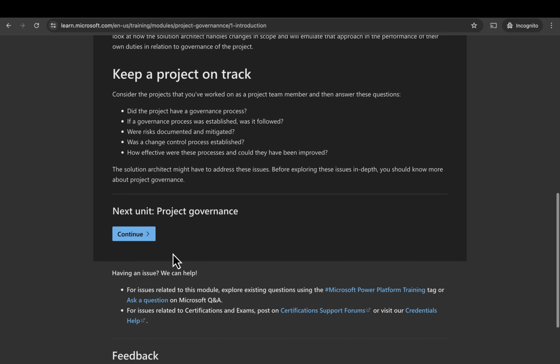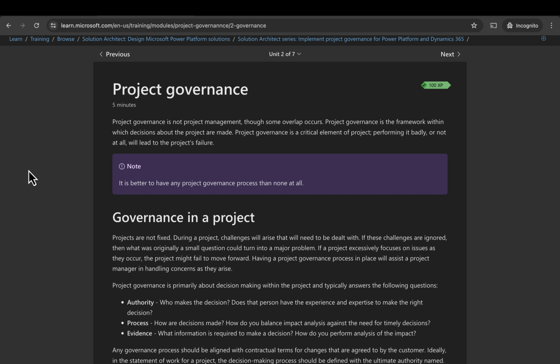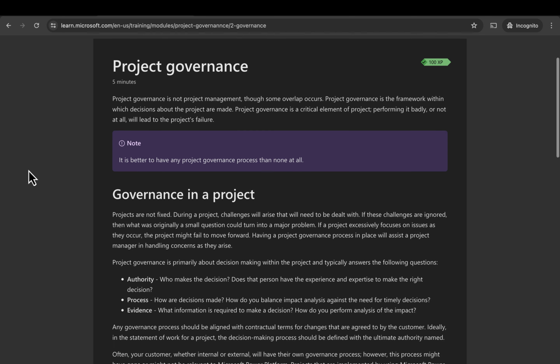Next unit, project governance. Project governance is not project management, though some overlap occurs. Project governance is the framework within which decisions about the project are made. Project governance is a critical element of project. Performing it badly or not at all will lead to the project's failure. Note, it is better to have any project governance process than none at all.